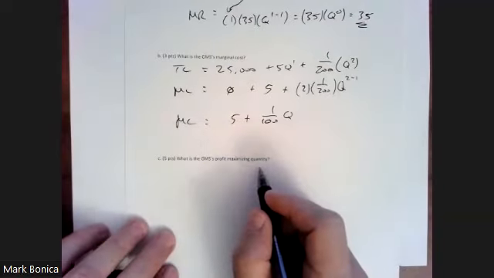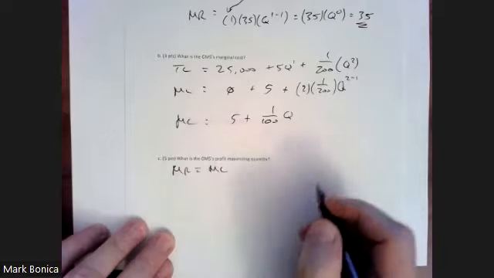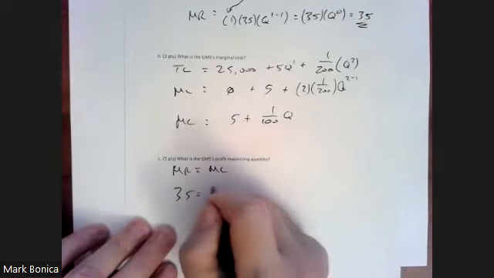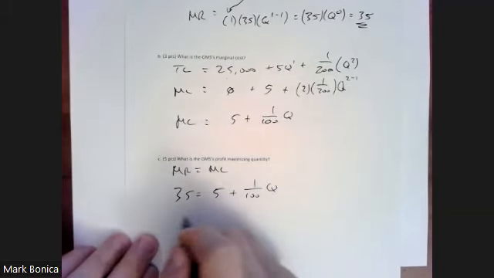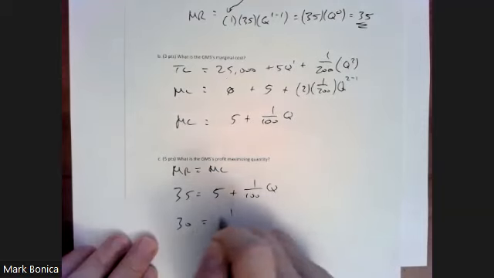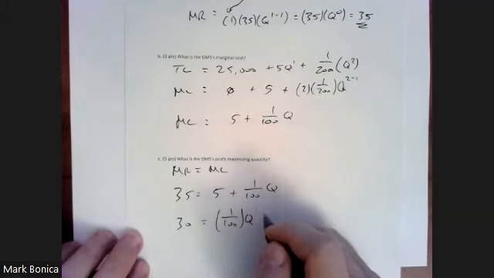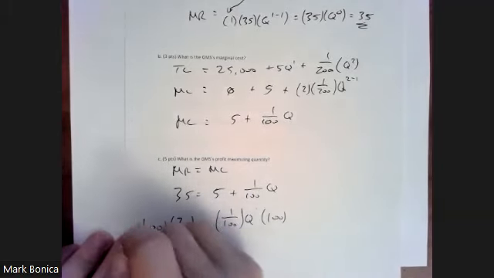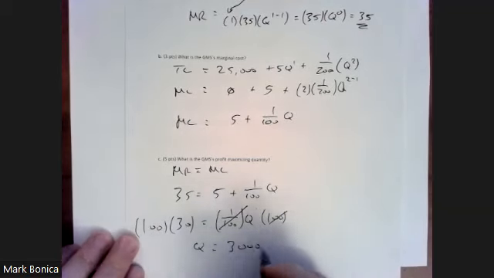What is GMS's profit maximizing quantity? I take marginal revenue equal to marginal cost. So my marginal revenue is 35, and my marginal cost is 5 plus 1 over 100Q. Subtract 5 from both sides, I get 30 equals 1 over 100Q. Multiply both sides by 100. That cancels that, and I get Q is equal to 3,000.